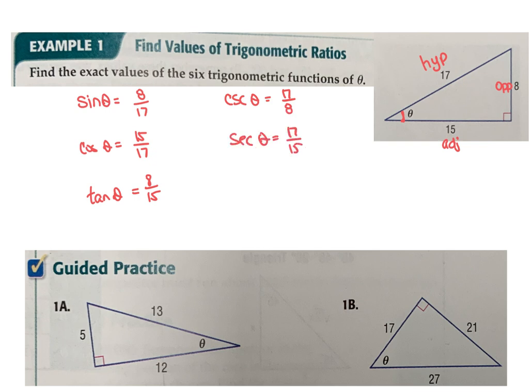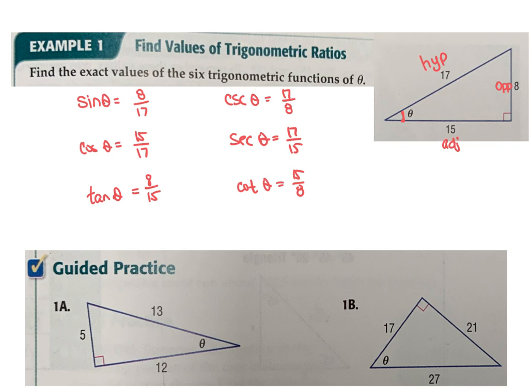All right, I want to point out a few things here. Your sine and cosine can never be bigger than 1. Why? Well, because they're over the hypotenuse. The hypotenuse is your longest side. So they should always be shorter than your longest side.